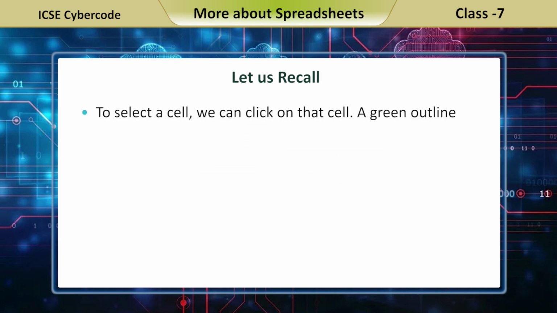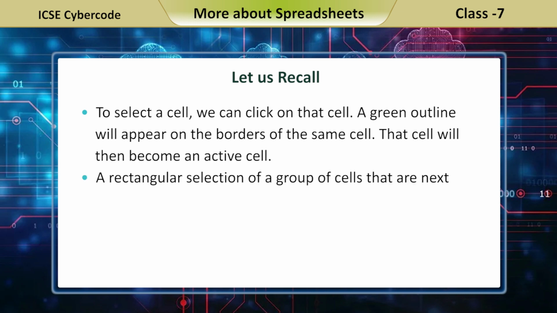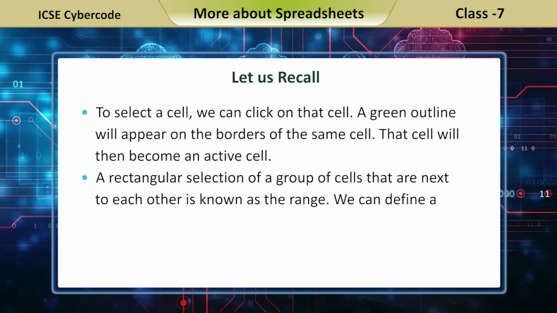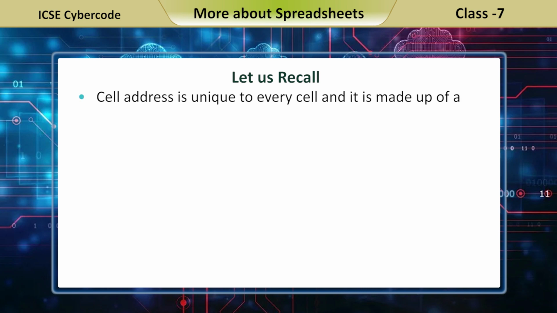Let us recall. To select a cell, we can click on that cell. A green outline will appear on the borders of the same cell. That cell will then become an active cell. A rectangular selection of a group of cells that are next to each other is known as the range. We can define a range by the cell address of the top left cell and the bottom right cell with a colon in between them. Cell address is unique to every cell and it is made up of a combination of row header and column header.